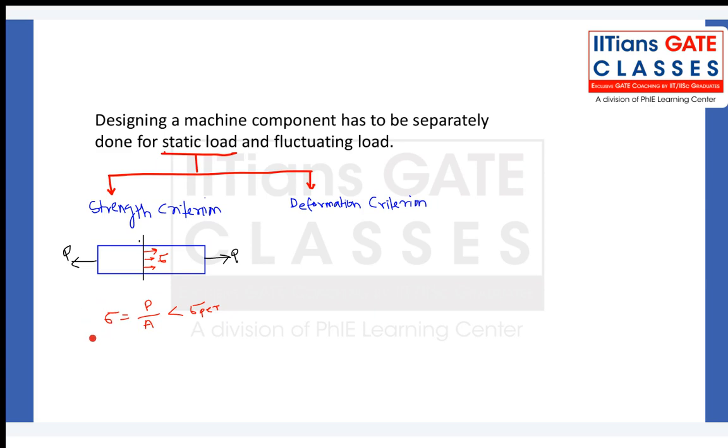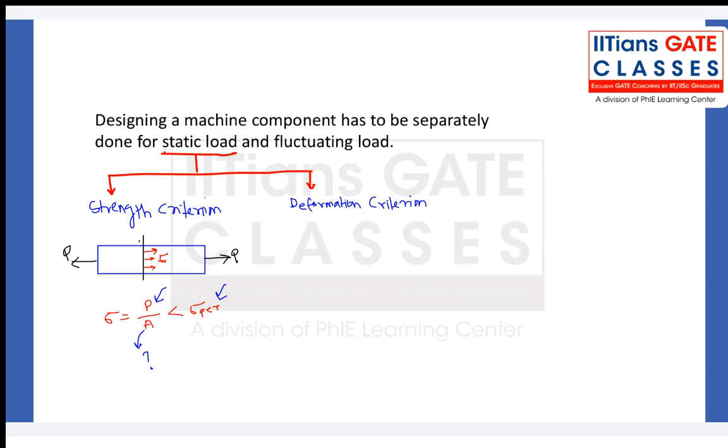So the stress induced, that is force divided by area, should always be less than the permissible stress of the material. If you know the value of P, how much load you are applying, and if you know sigma permissible, which is generally known for all different materials, you can always calculate the cross-sectional area A, meaning how much cross-section will be safe for this rectangular bar to not fail. So this is basically the strength criteria.